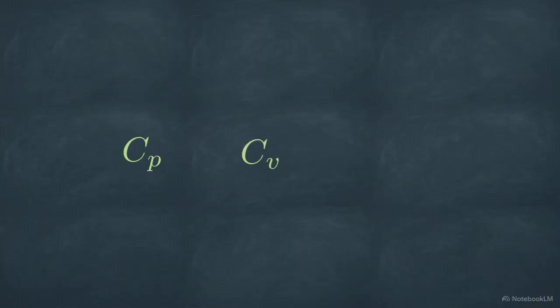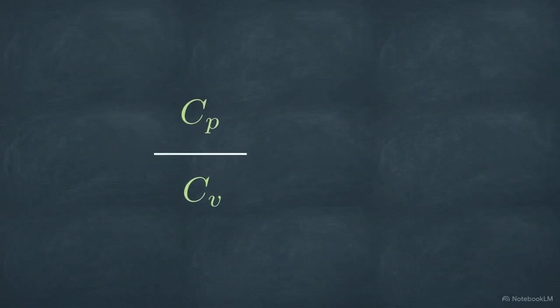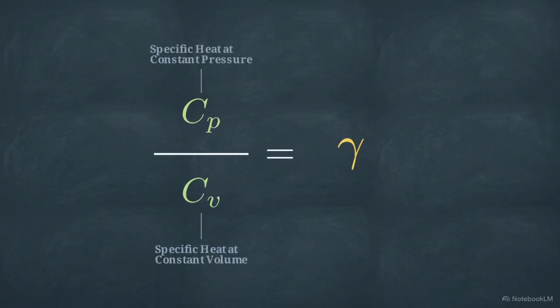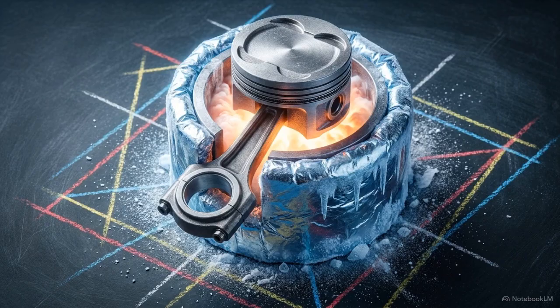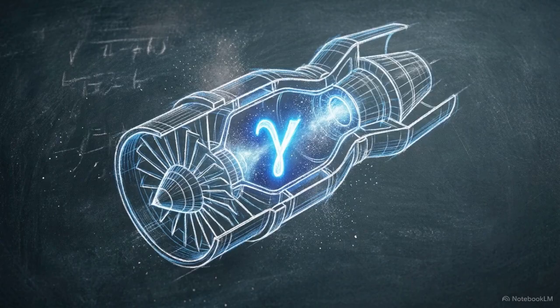The ratio of these two heat requirements, CP divided by CV, is known as the adiabatic index, represented by the letter gamma. We use this index to describe adiabatic processes, transitions that occur so rapidly that no heat is transferred across the system boundaries. This ratio provides the mathematical framework for mapping cycles in high-speed, well-insulated engines.